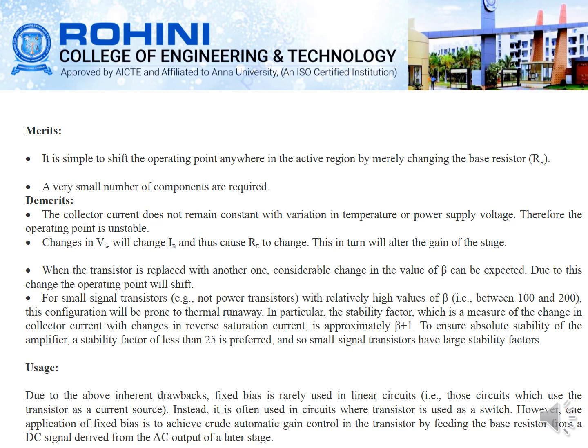And also usages, due to these drawbacks, this fixed bias is rarely used; instead, the circuit is often used where the transistor works as a switch. However, one application of this fixed bias can achieve automatic gain control in the transistor by feeding the base resistor from the DC signal, or it can be derived from the AC output of the first stage.